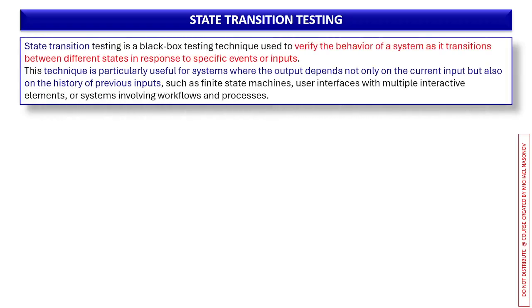State transition testing is the black box testing technique used to verify the behavior of a system as it transitions between different states in response to specific events or inputs. This technique is particularly useful for systems where the output depends not only on the current input but also on the history of previous inputs, such as finite state machines, user interfaces with multiple interactive elements, or systems involving workflows and processes.